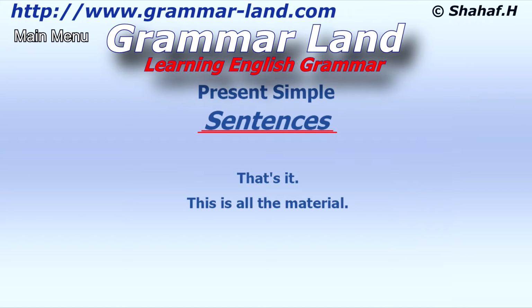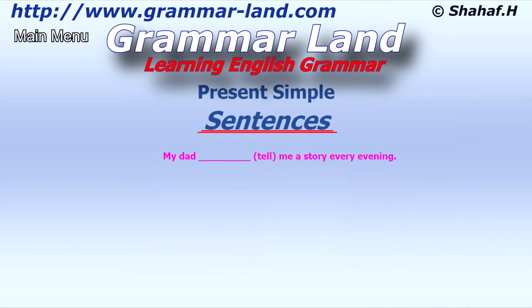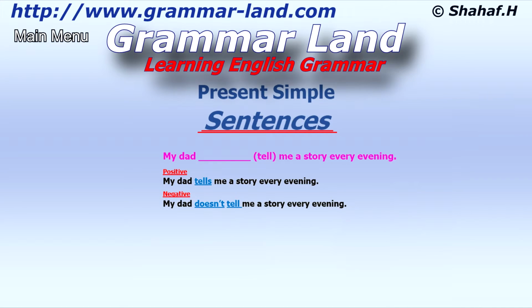Now let's do some more examples. My dad tells me a story every evening. Dad is a he, so we will use an s, and does. Positive: My dad tells me a story every evening. We added an s to the verb tell. Negative: My dad doesn't tell me a story every evening. We didn't add an s to the verb, because the s was added to the do, which becomes does.